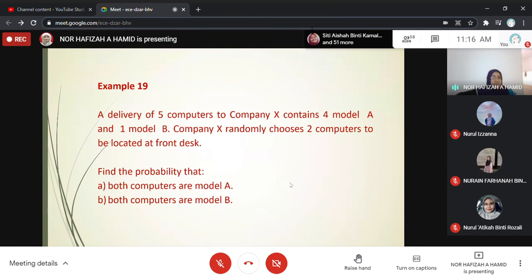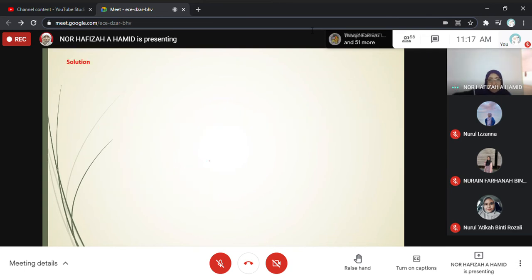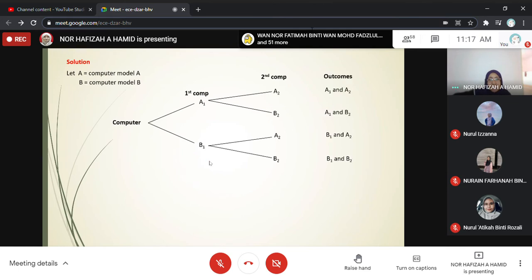Okay, so next example 19. If you refer to example 19, a delivery of 5 computers to company X contains 4 model A and 1 model B. So they want to choose 2 computers. Find the probability that both computers are model A. So you put a diagram. For model A we have 4, so 4/5. Probability for A1 is 4/5.